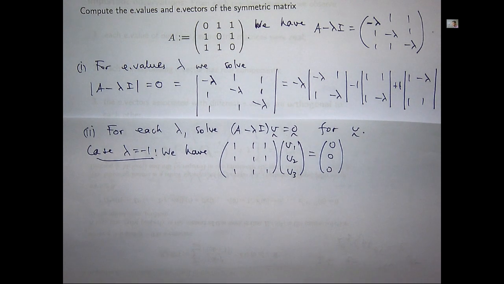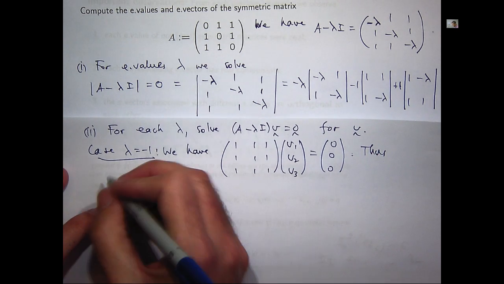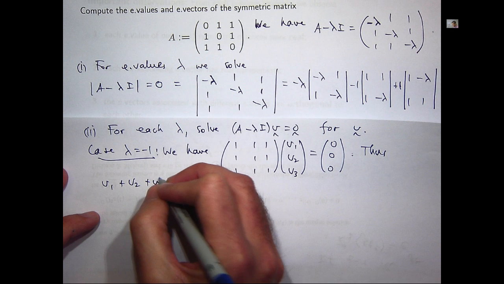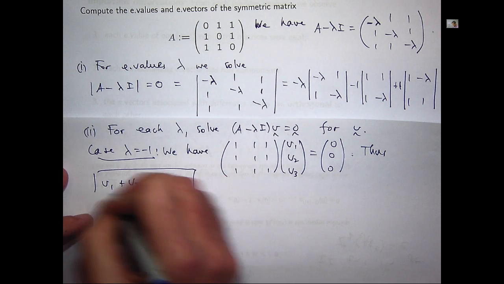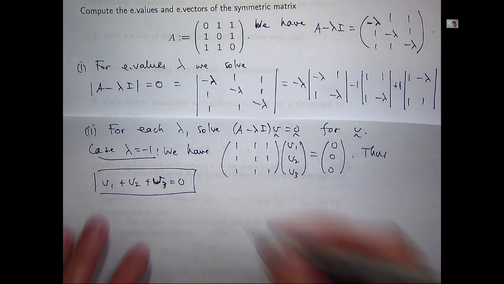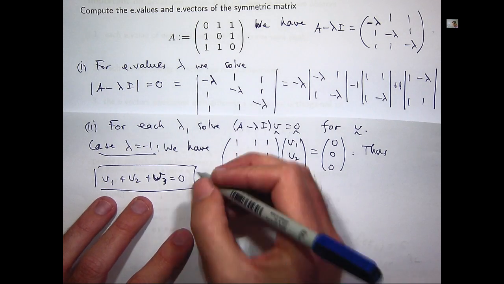All right, so we've got a system of 3 equations here that are essentially the same equation. So let's just take, say, the first row. And I'll get V1 plus V2 plus V3 equals 0. Okay, so this is the equation of a plane. Let's choose 2 values in that boxed equation to get the third. So I've labelled this as equation E, just E for equation.